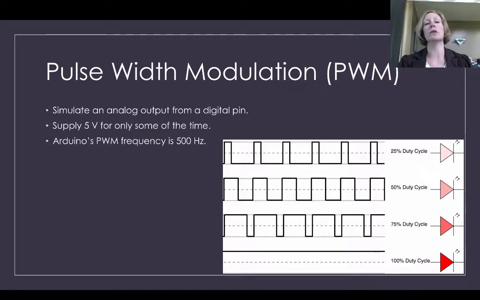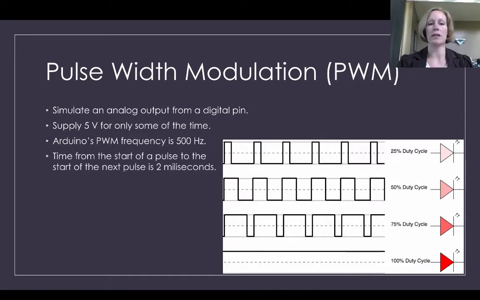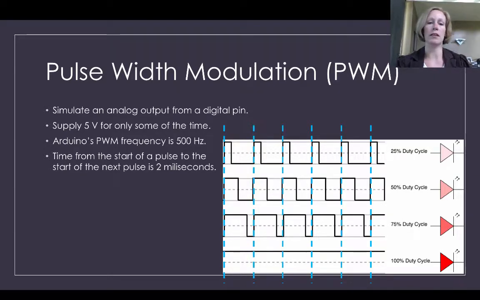Arduino's pulse width modulation frequency is about 500 hertz, and that means that there are 500 of these cycles per second. That means that the time between the beginning of one cycle and the next is 2 milliseconds. So what you can see here in this diagram is what we would do for pulse width modulation.